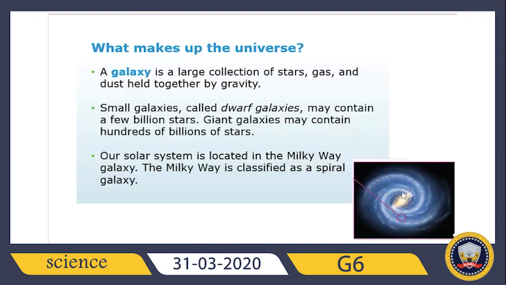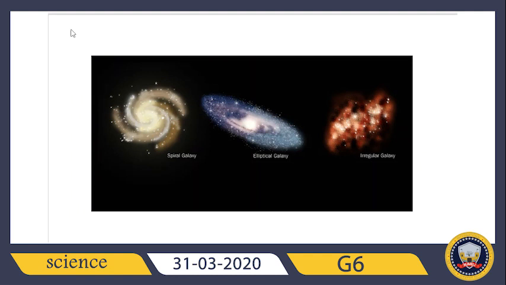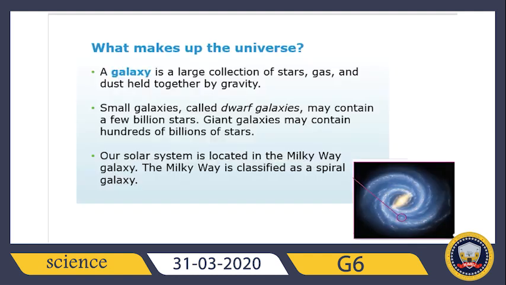As we can see here, our galaxy, the Milky Way galaxy, in which our solar system is located, belongs to which group? It belongs to the first group, the spiral galaxy, as we can see here, where several arms are extending from the core of this galaxy.